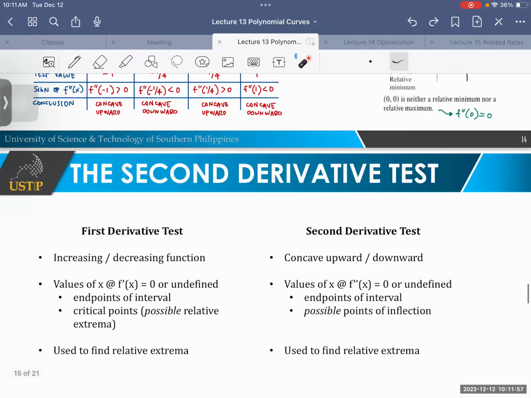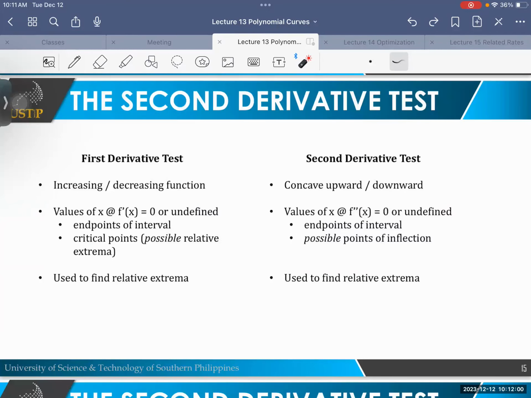Let's compare the second and the first derivative tests. In the first derivative test, the focus is finding the behavior of your function at certain intervals, whether increasing or decreasing. For the second derivative test, we still use different intervals, however we test the concavity, whether concave upward or downward. For the first derivative, you get the values of x where f prime of x is equal to 0 or undefined, and the endpoints of the interval. These are called critical points, and they are the possible relative extrema.